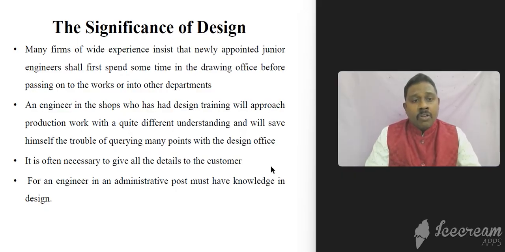If something goes wrong in the design, then the entire production will be stopped, the production cost will go into repair, and at the end of the day the component or product you are making will be thrown away. That is very important. It is often necessary to give all the details to the customer, because if the customer gives a product, he will ask for the dimensions and so on. At that time you should be able to give the drawings to communicate to them.